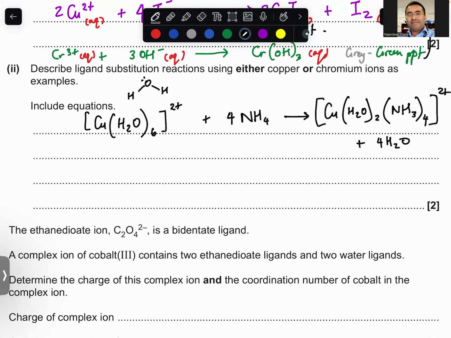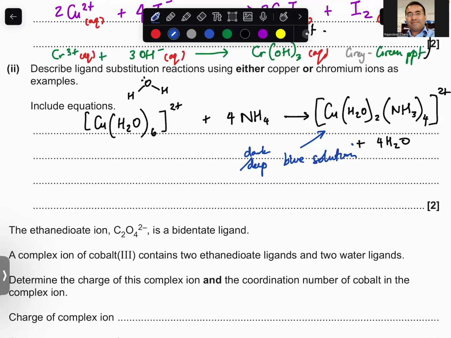From a pale blue solution, or a pale blue precipitate, it goes on to form a dark or deep blue solution. Learn these colors. I believe you've all seen the OCR poster with all the colors and observations for transition elements. It's like a yellow format chart. Learn all the colors. 1 mark for the equation, 1 mark for the color in this case.